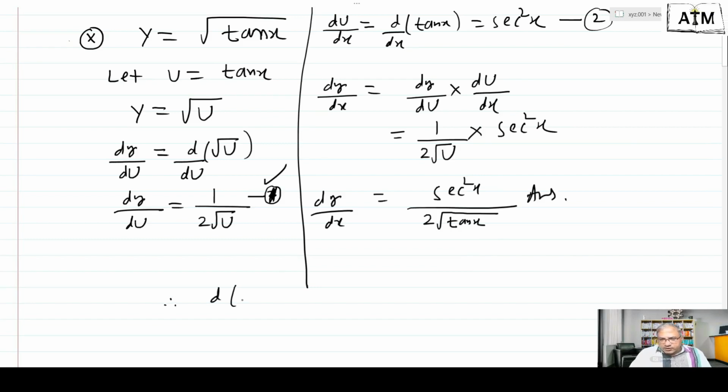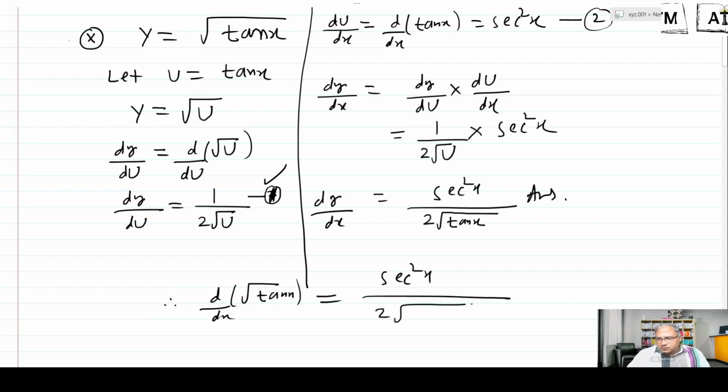Therefore, differentiation of root tan x with respect to x equals sec square x upon 2 root tan x. This is the answer. That is, once again, differentiation of root tan x with respect to x equals sec square x upon 2 into under root of tan x.